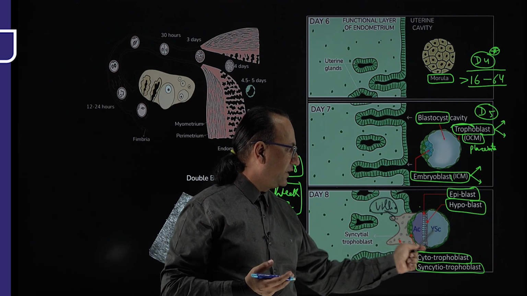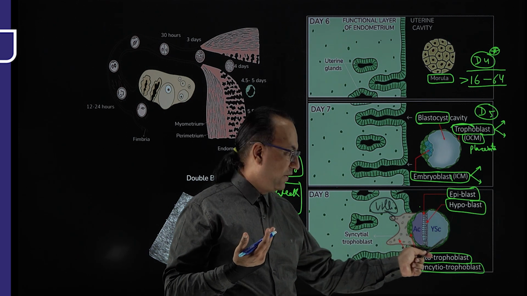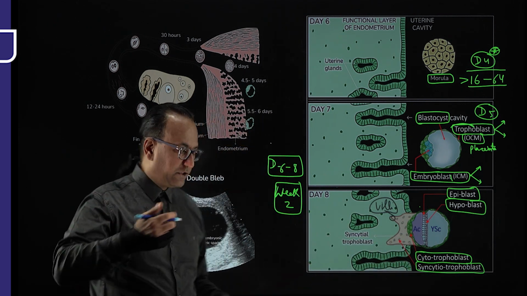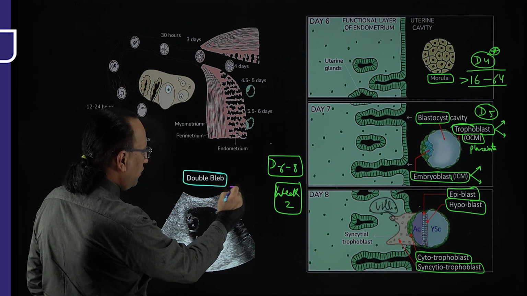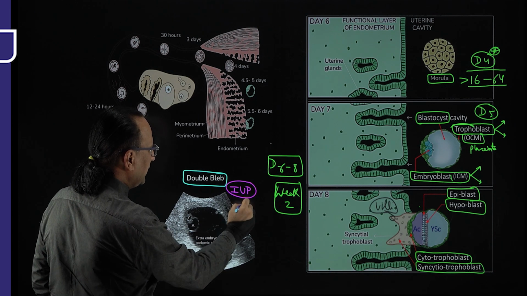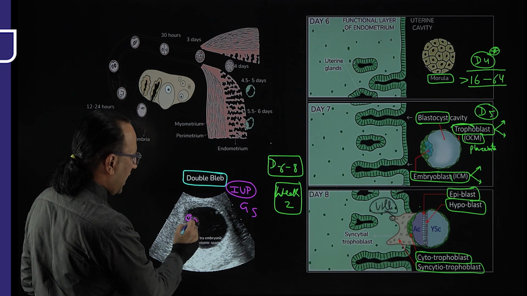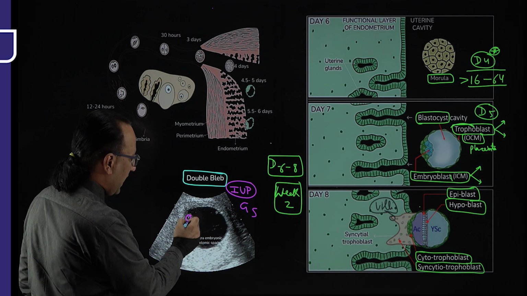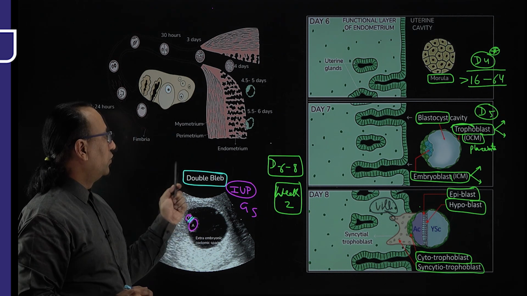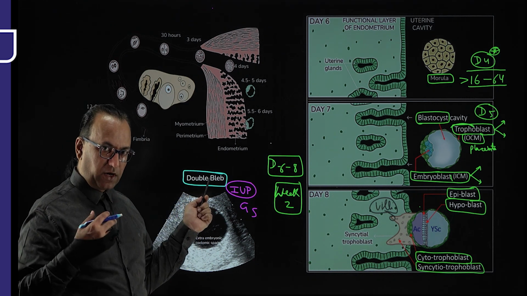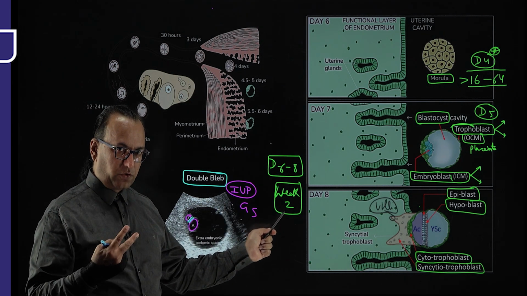Now these 2 cavities, ultrasonographically, when you do transvaginal ultrasonography in week number 2, you will get one sign which is the double bleb sign. Here you can notice an intrauterine pregnancy, there is a gestational sac showing two cavities, the yolk sac cavity and the amniotic cavity. Between the two, we have the embryonic disc with the epiblast and the hypoblast. So, the double bleb sign is the ultrasonographic picture seen in week number 2 when you do transvaginal ultrasonography.